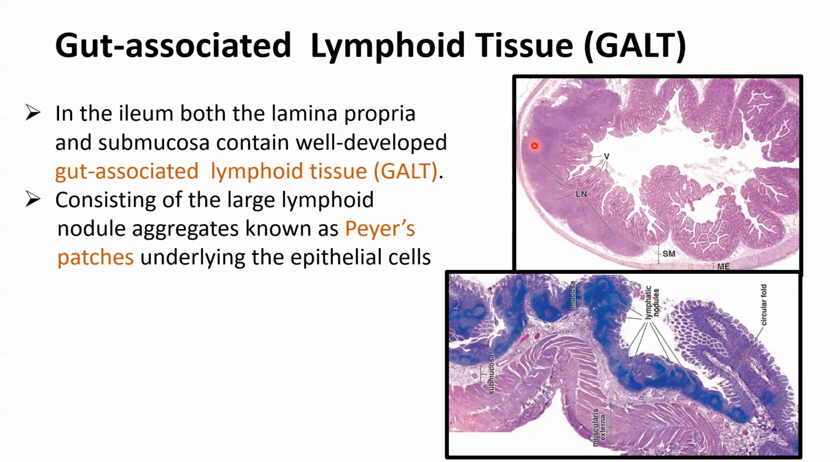So when you look at this, you can see this is not connective tissue anymore, this is lymph nodes. Again, this is how you identify the ileum. So if you identify the duodenum by the Brunner gland, the ileum by the lymphoid tissue, then the rest is going to be what? Jejunum, which has none of these. This consisting of the large lymphoid nodule aggregates, we call them Peyer's patches. They underlie the epithelial cells, so it's not on top of the epithelial cells, it's in the lamina propria and in the submucosa.